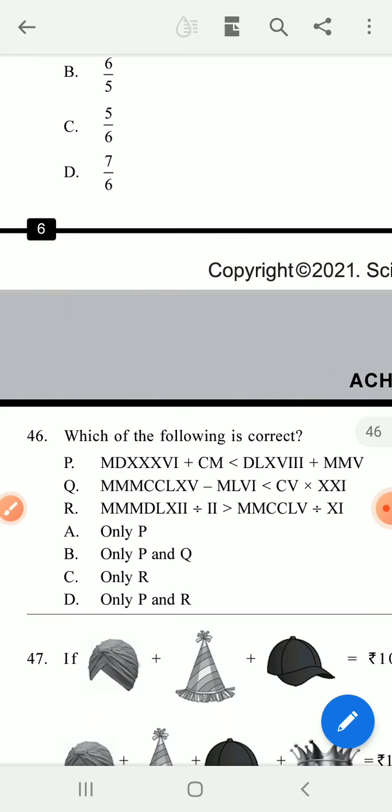46, which of the following is correct? So calculate it one by one. Change Roman numerals to Hindu numerals and then find all the values one by one, and you get the answer 46D. Only P and R are correct. The others are wrong.